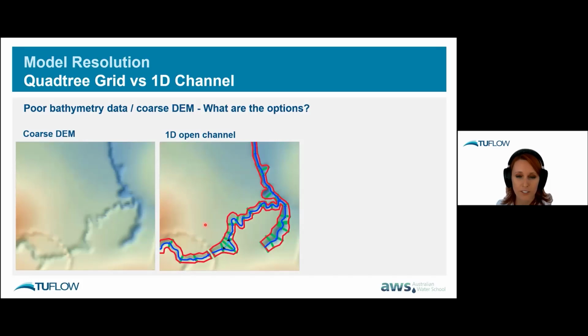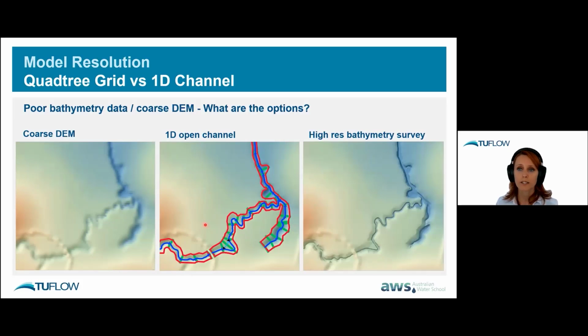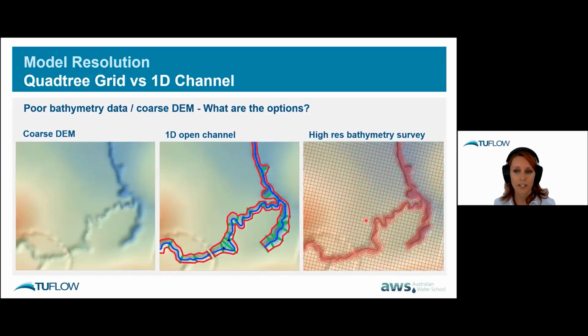Who has previously set up a 1D open channel knows it's quite a time-consuming exercise to get the setup right and to make it work correctly. So the second option would be to use high-resolution bathymetry survey and stamp your bathymetry survey on top of the coarse resolution grid. With this, you can then use quadtree to refine the in-channel resolution.